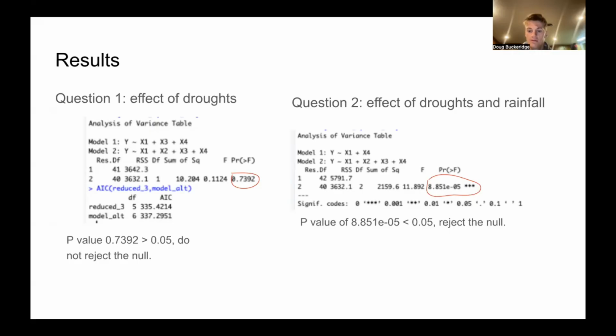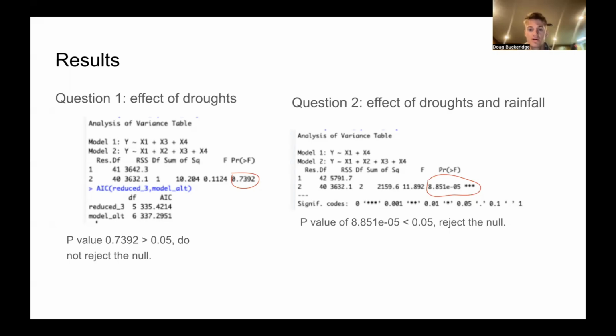Question 2, we can see that the p-value is significantly smaller, 8.8 times 10 to the negative 5, which is clearly less than 0.05. So we reject the null and conclude that droughts and rainfall were significant to the average temperature. This was a surprising result, as again, literature indicated that droughts would be the strongest predictor, and rainfall may not be as influential, but it kind of appeared to be the opposite in our data set that we analyzed.